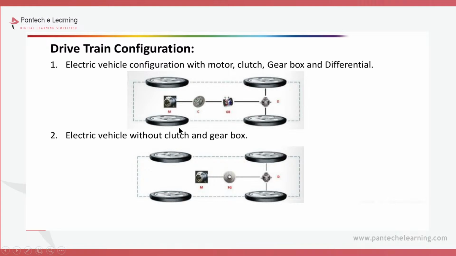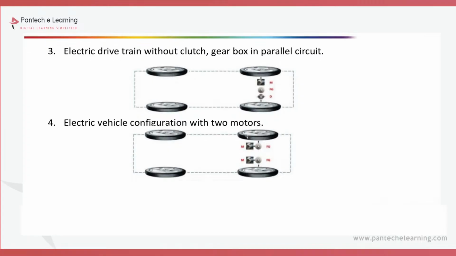For the electric vehicle without clutch and gearbox, the motor goes to a simple gear. It will be named a simple gear, for front and back movement. The simple gear is connected to the differential unit while driving the vehicle. Okay, so these are the drive combinations.